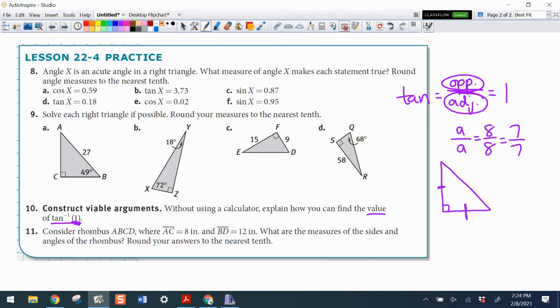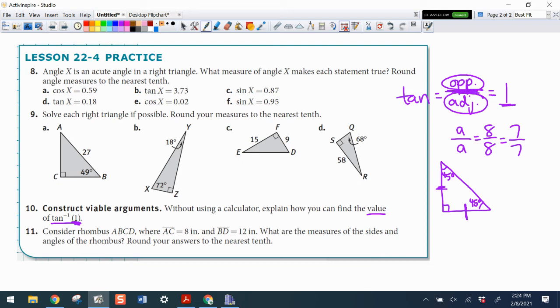If two sides are the same length, it's known as an isosceles triangle. More importantly, if two sides are the same length, then these two angles also have to be the same measure. If these two angles have to sum to 90 degrees, and they have to be the same measure, each of these angles has to be 45 degrees. So when is the tangent of an angle 1? When the length of the two legs are equal.